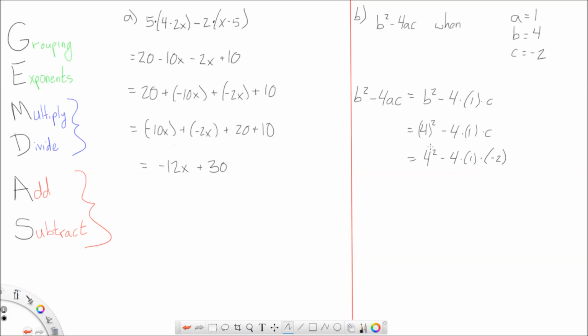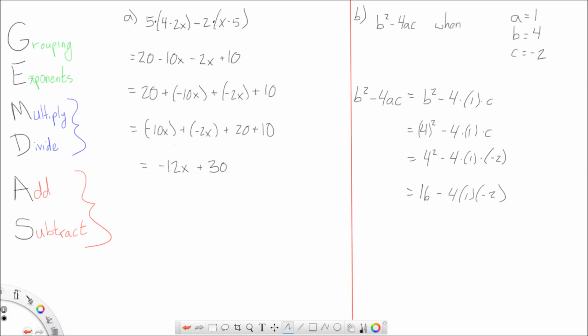Alright, so now this expression here is just like the examples that we did earlier. It's just an order of operations. So we have no groupings. Alright, there's parentheses, but they're not actually grouping anything together. So the first thing we're going to do is exponents. So we have 4 squared, which is going to give 16, minus 4 times 1 times negative 2.